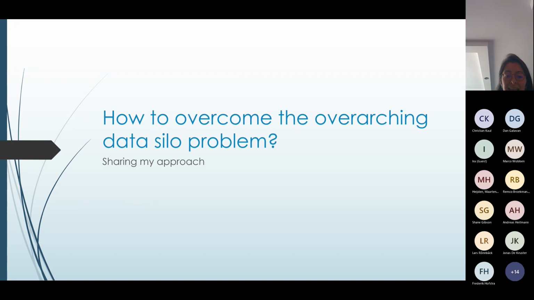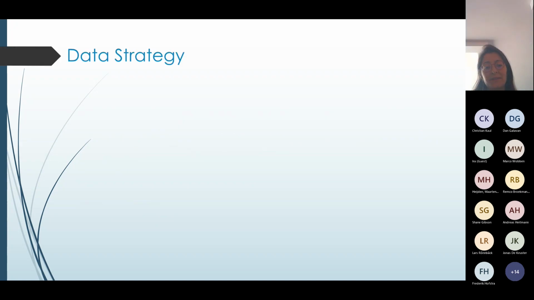Let me share now what I believe, based on my experiences, could be some approaches to overcome these problems of data silos. How I tackled it in my experiences: I focused on three parallel approaches. Let me call them data strategy, data infrastructure and ecosystem, and alignment, communication, and leadership.